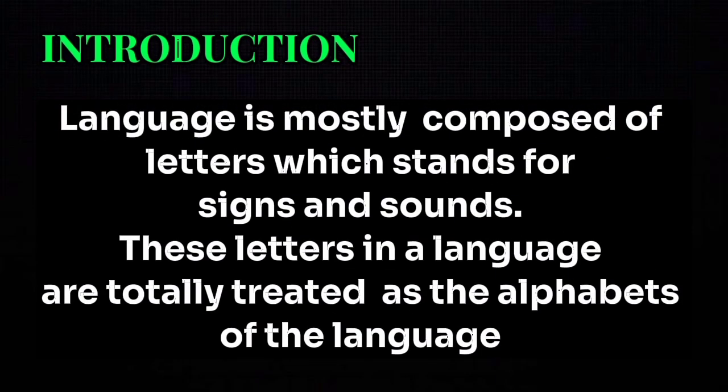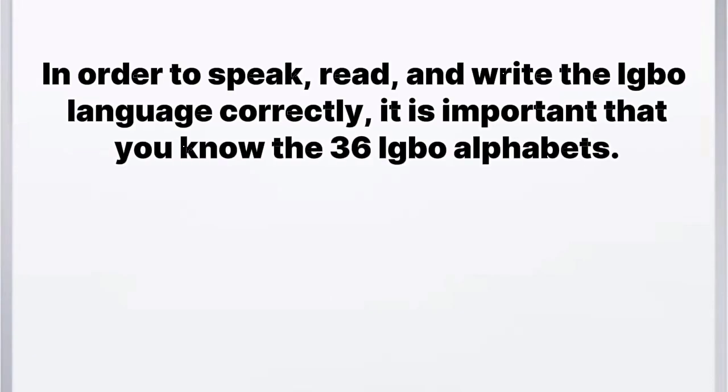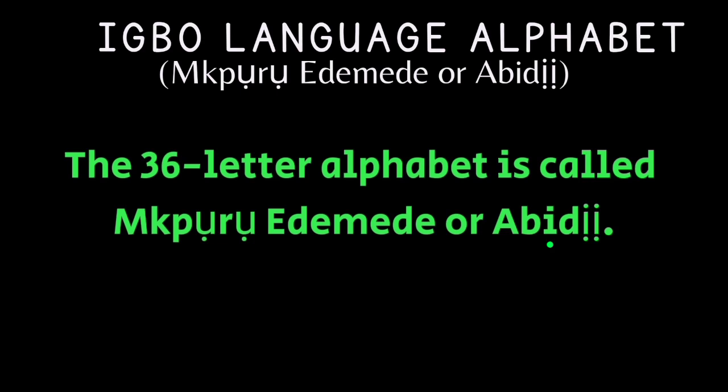Language is mainly composed of letters which stand for signs and sound. These letters in a language are totally created as the alphabet of the language. In order to speak, read, and write Igbo language correctly, it is important that you know the 36 Igbo alphabet. The 36 Igbo alphabet is called Mkpụrụ Edemede or Abịdịị.